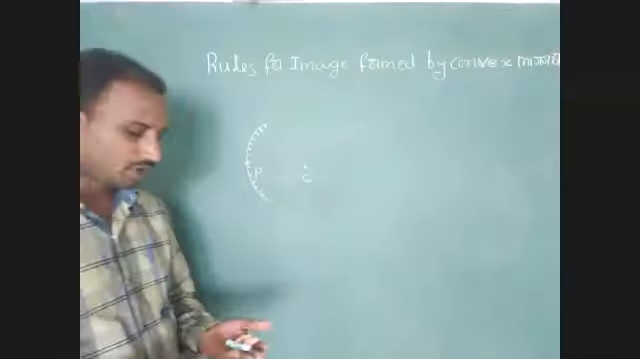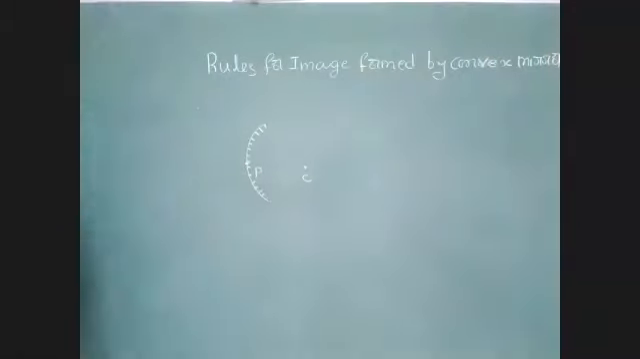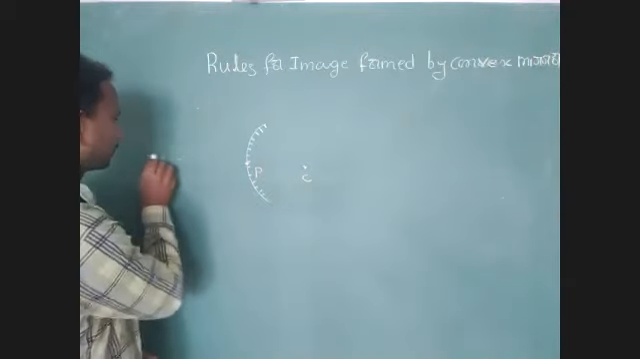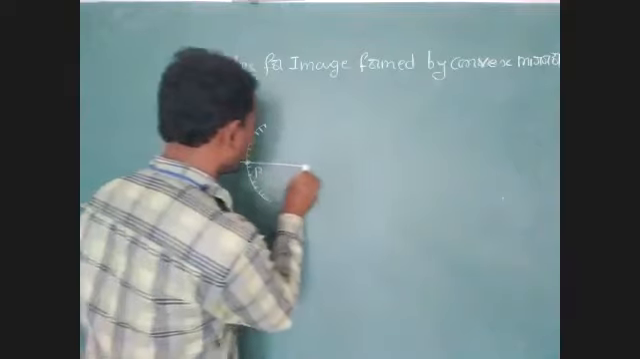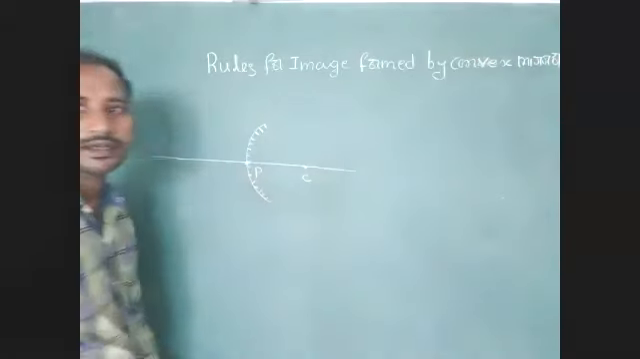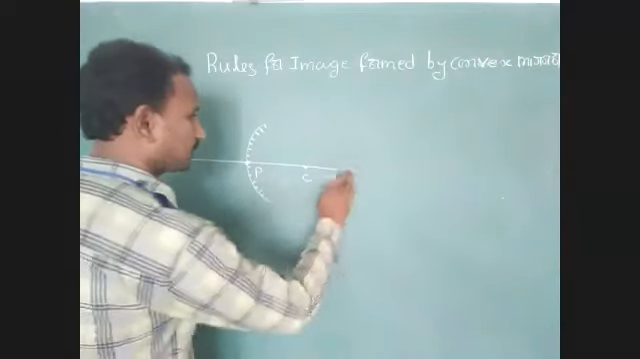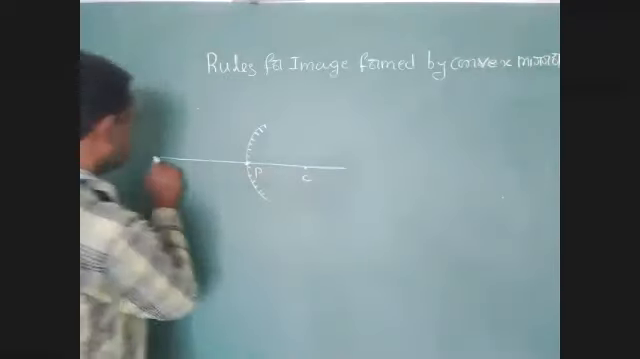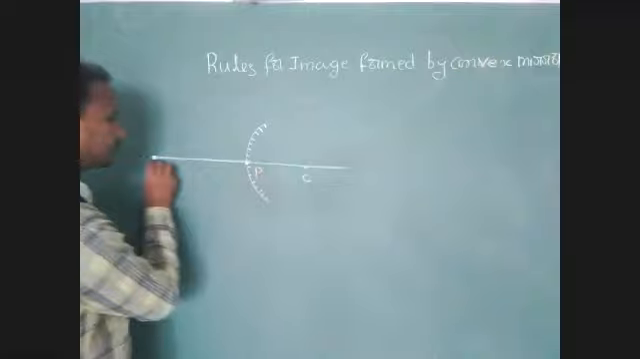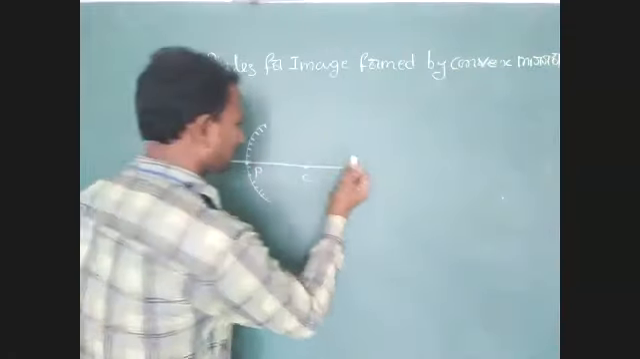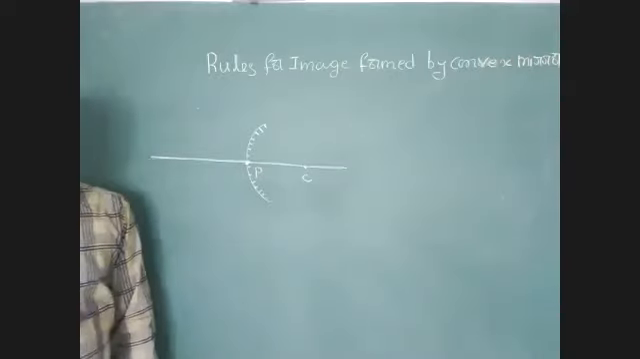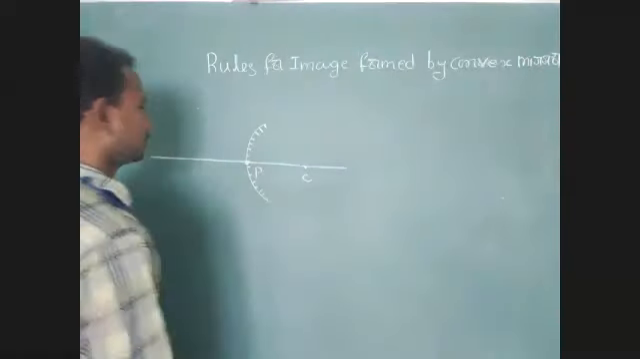Now we draw one reference line. This reference line is passing through the pole and the center of curvature. Students, just identify this point.